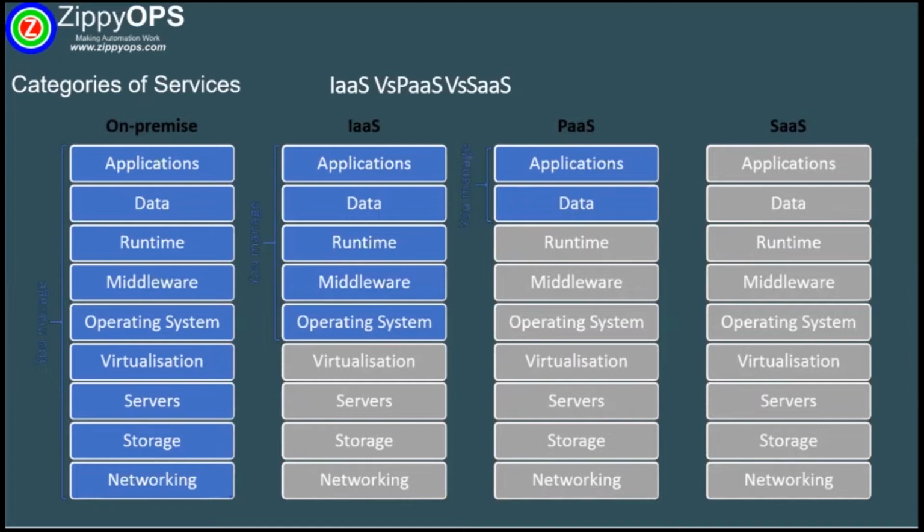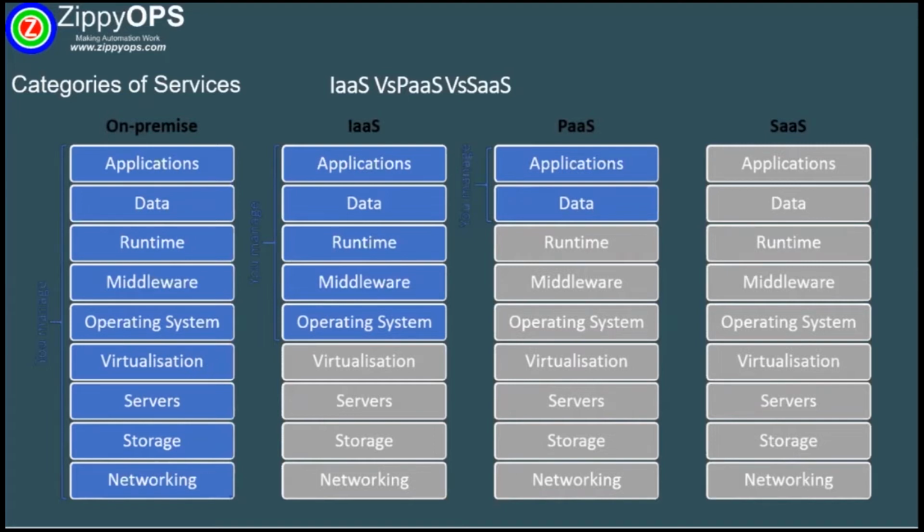And also they need to take care of the networking. They need to take care of the storage. If they need to buy any SAN storage, they need to have it. And they need to have their own servers. And on the servers, they have to install a virtualization tool like VMware or some other software. They need to manage that.